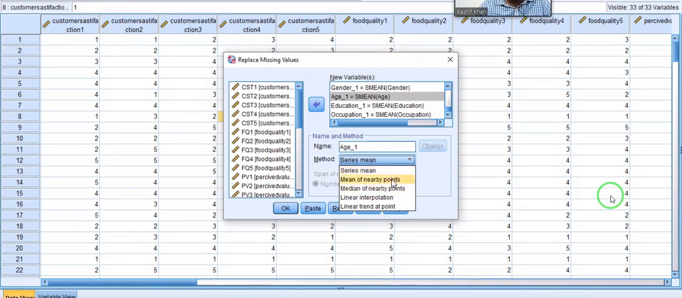The other option is mean value of nearby points. The reality is that both are okay. There's nothing wrong. I would rather stick to mean of nearby points, but there are a lot of people who prefer series mean, and it doesn't really matter much. Okay, so let's take series mean here. And okay, look what is happening here.